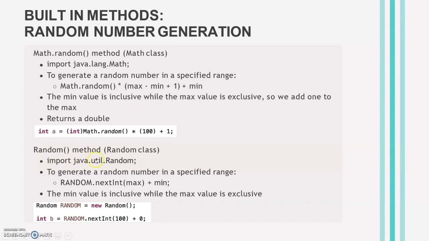And then the random method. This is also in the random class. And then we would have to import java.util.random for this one. To generate a random number in the specified range, we need to do random.nextInt, and then the parameter would be max plus min. And so over here, this one would generate a random number between 100 and 0.